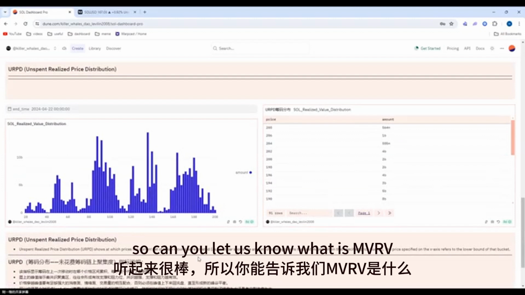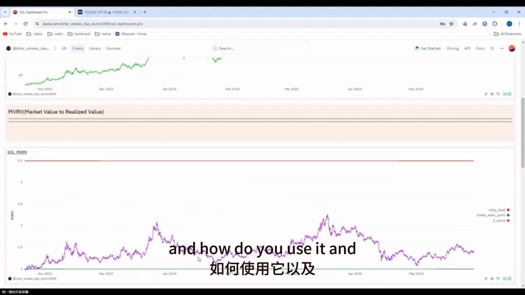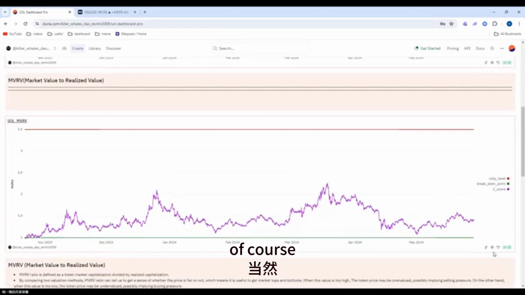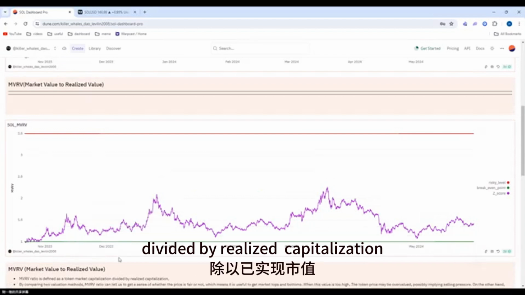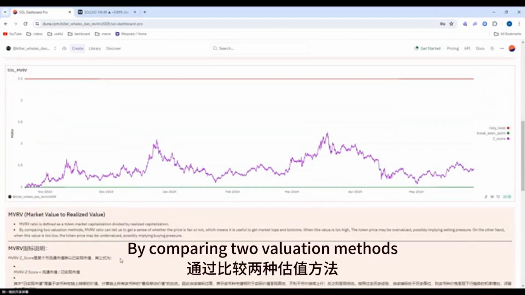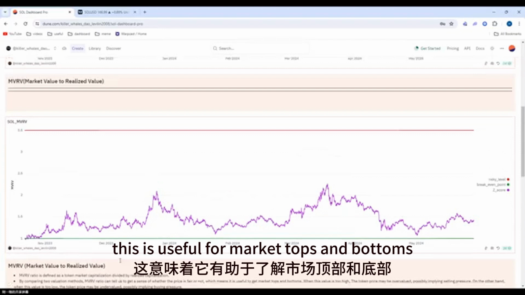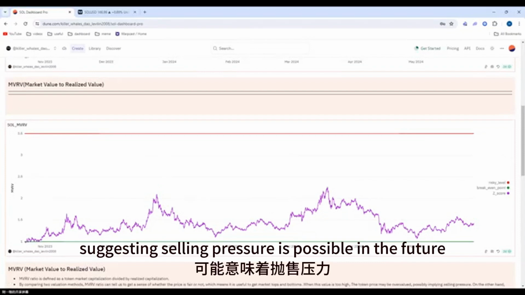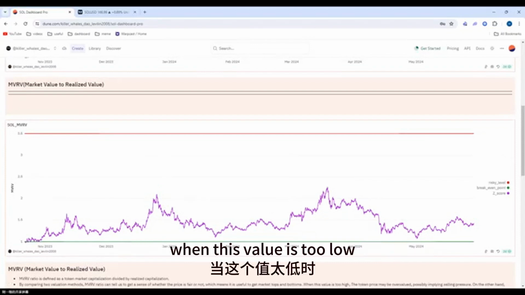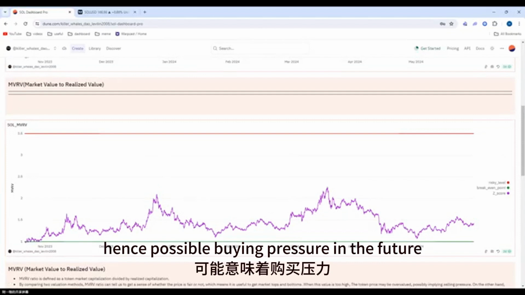That sounds great. So can you let us know what is MVRV and how do you use it? And can you give a brief explanation? Of course, MVRV ratio is defined as token market capitalization divided by realized capitalization. By comparing two valuation methods, the MVRV ratio can tell whether it's a fair price or not. This is useful for market tops and bottoms. When this value is too high, the token price may be overvalued, suggesting selling pressure is possible in the future. When this value is too low, the token price may be undervalued, hence possible buying pressure in the future.